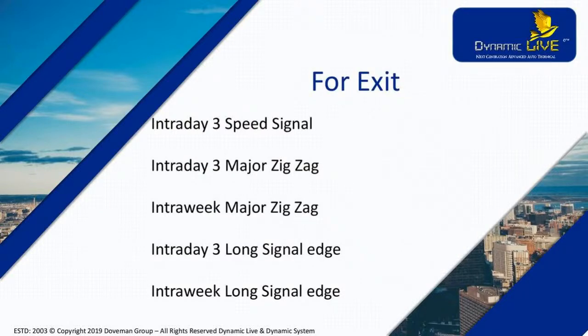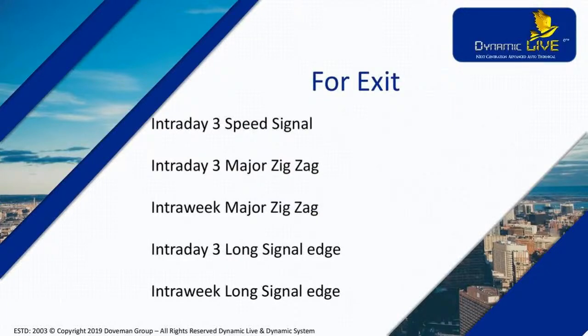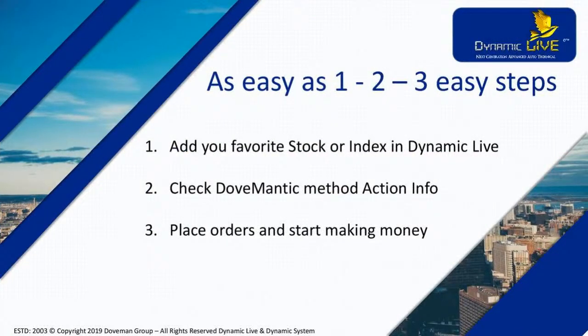Now, what are the benefits of having these many signals here? The reason is, now when the price is moving, there are certain types of movement which these signals identify. Certain type of movement the intraday 3 speed signal identifies. The other certain type of movement, intraday 3 long signal or the intra-week long signal will identify. There are some cases where normally there is no entries when there is a big movement. These zigzag breakouts and breakdowns will identify the entry for you. So in any given market conditions, for you to get the right entry and right exit, these signals are at work. But today you don't have to worry, because your job is not to learn all these things. Your job is to just follow this 1, 2, 3 easy steps.